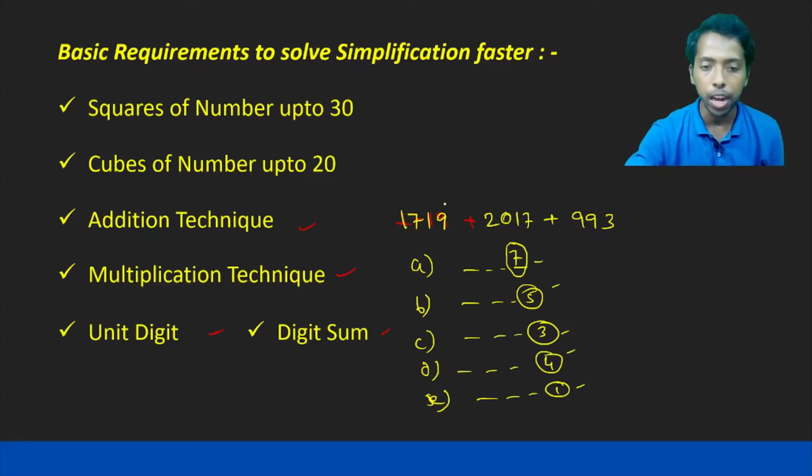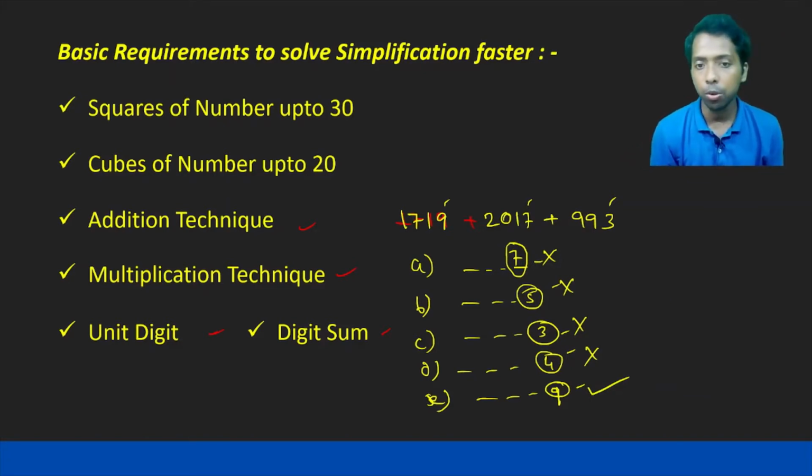Now, try to add only the unit digits of all the numbers given in the expression. This is 9, 7, 3, 7, 3, 10, 9. So this gives unit place 9. Without moving further in the calculation, just look at the options first and check how many options have unit place 9. This is 7, not the answer, 5, not the answer, 3, no, 4, no. Only option A has 9, so this is the correct option.